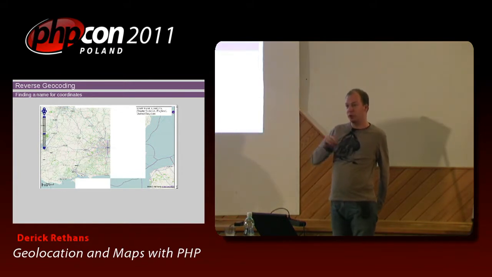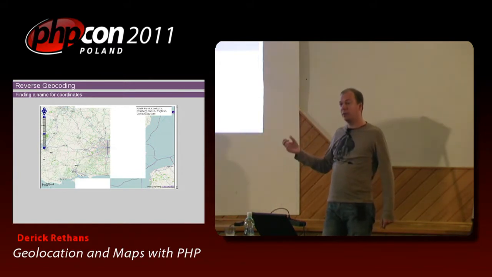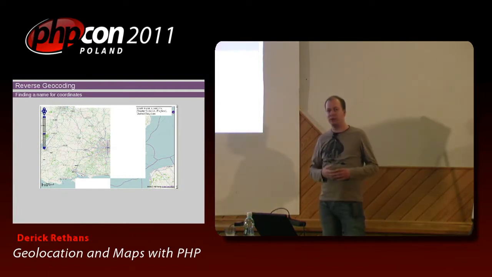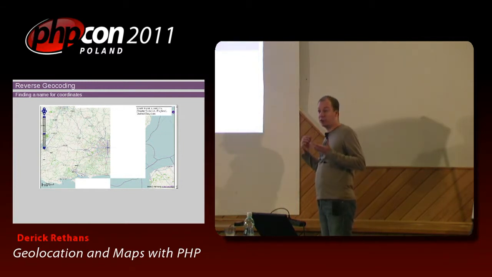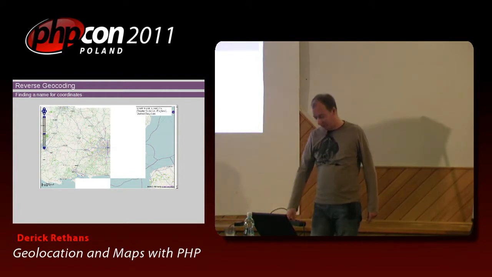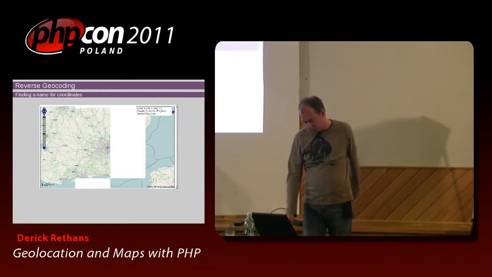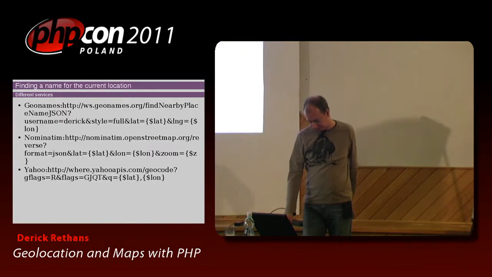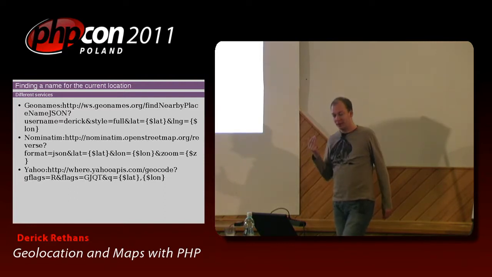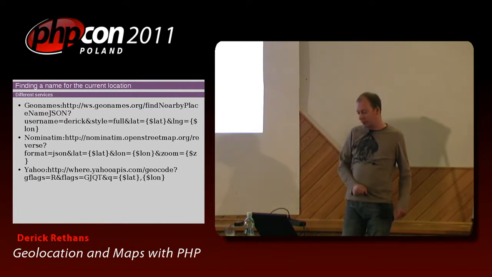OpenStreetMap used to run their own service for this geolocation, but they now use MapQuest's APIs. MapQuest is using a lot of OpenStreetMap data, and they now host the search engine for looking up names, which is quite nice of them. And they know how to scale. They have a couple of servers running the service. It's quite nice. So there's three different services. I'm not including Google here because the Google terms of service say that you can't do it, so I'm not including it here.